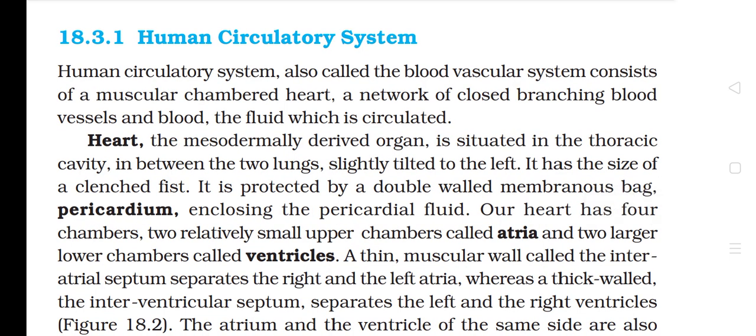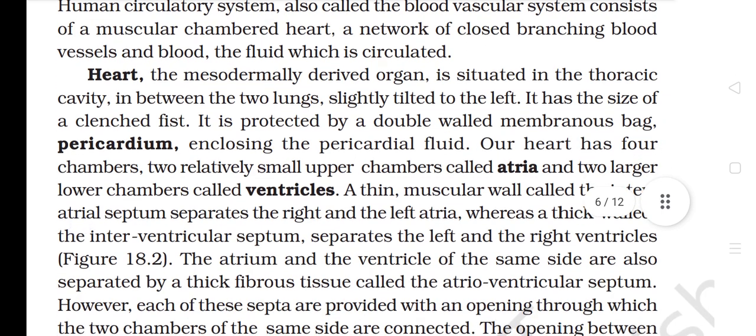18.3.1 Human Circulatory System. The human circulatory system, also called the blood vascular system, consists of a muscular chambered heart, a network of closed branching blood vessels, and blood, the fluid which is circulated. The heart, a mesodermally derived organ, is situated in the thoracic cavity in between the two lungs, slightly tilted to the left. It has the size of a clenched fist. It is protected by a double-walled membranous bag, the pericardium, enclosing the pericardial fluid.